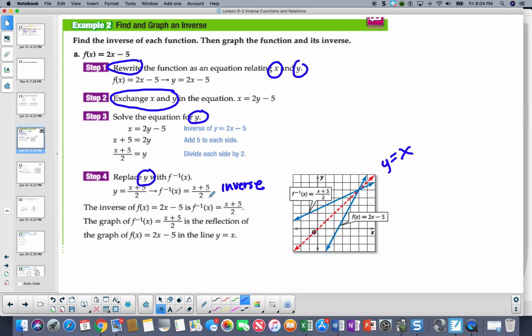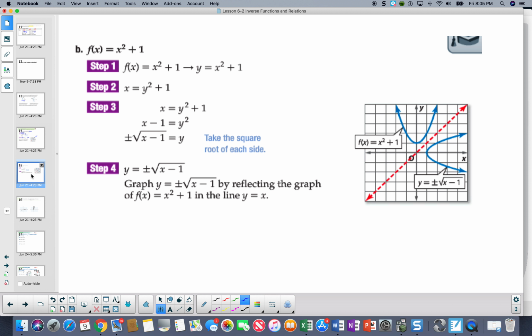Now, when we go ahead and graph this right here, we can see there's that wonderful reflection across the y equal to x line. Let's look at another example before we do one from scratch here.